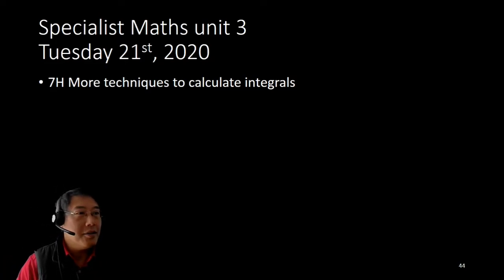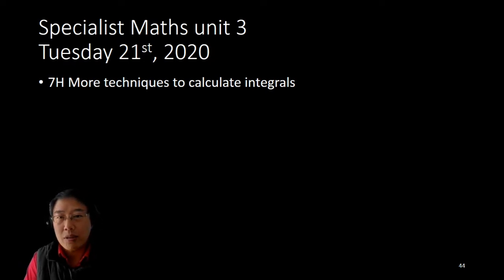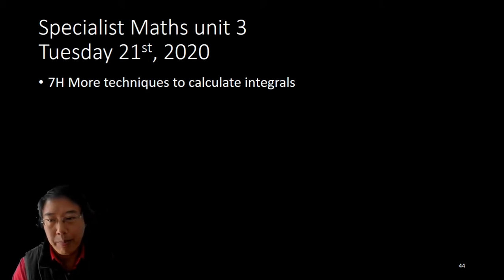Alright, with today's session, we're doing 7H. We're still doing integration, but we're going to look at a particular technique to anti-differentiate. You will probably see that next year at uni. The technique is called integration by parts.